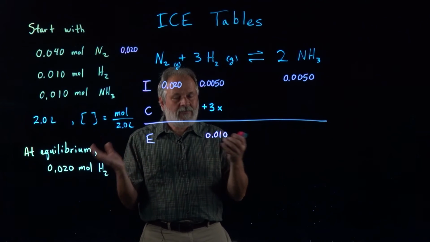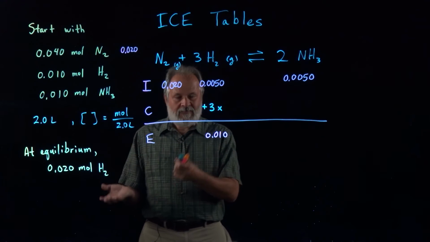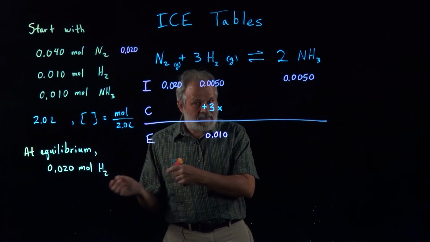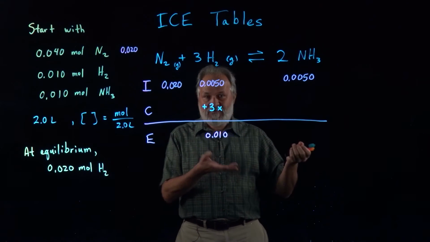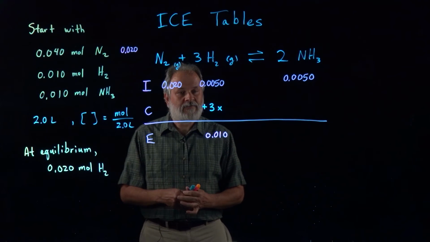But the chemical equation just says, hey, if you're going to make 1 sandwich, you need 2 slices of bread, 1 slice of meat, 1 slice of cheese. And whenever you run out of one of those, that's when you stop making sandwiches.